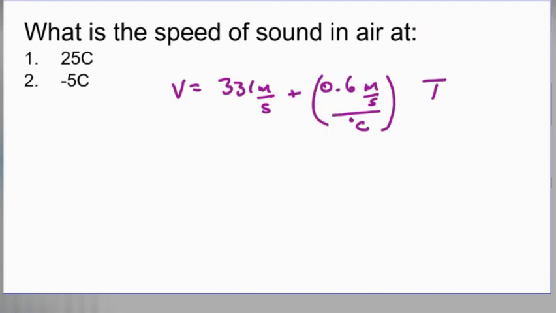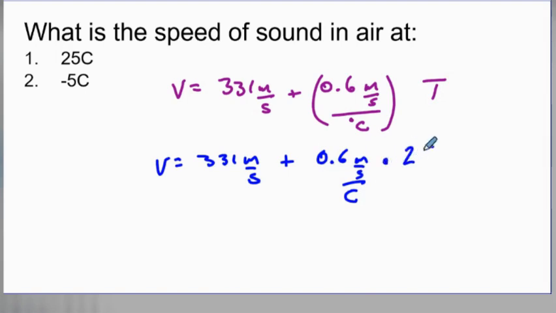So for question 1 here, we would simply take 331 meters per second, add on 0.6 meters per second per Celsius times 25 Celsius. And I've left all my units in here. You should see that the Celsius on the top here will cancel out with the Celsius on the bottom. We're going to be left with meters per second and meters per second, which is good because we have to have the same units if we're going to add those numbers together.